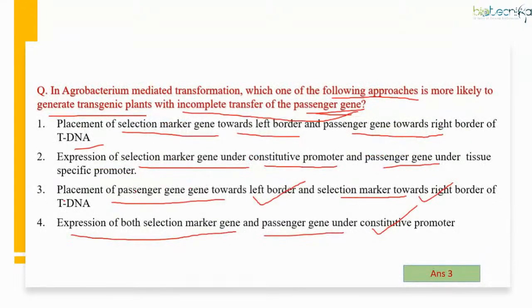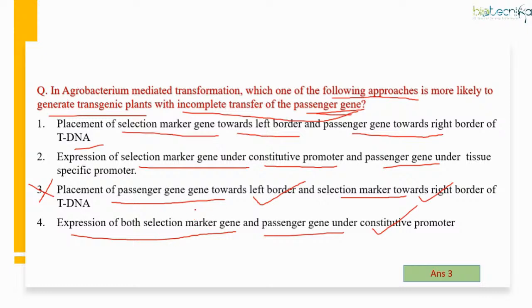That's the reason here the statement 3 cannot be considered. If you are keeping the passenger gene towards the left border, in that case, what happens? Termination will take place, right? So if termination happens, then obviously you cannot see the gene expression. That's the reason this is the incorrect answer.